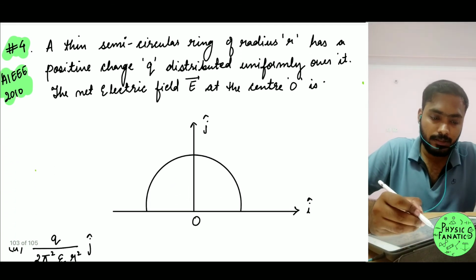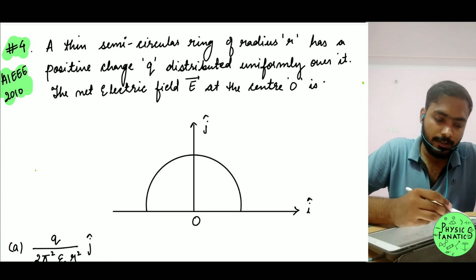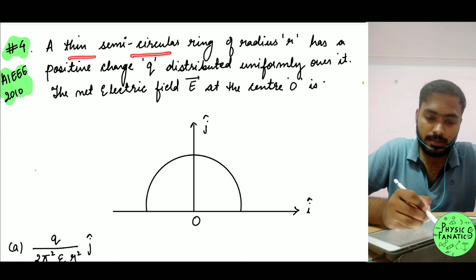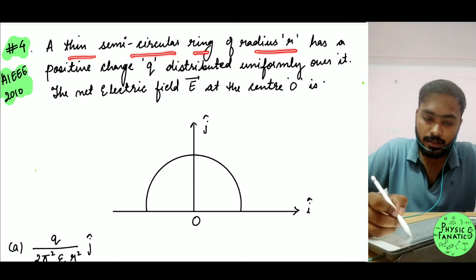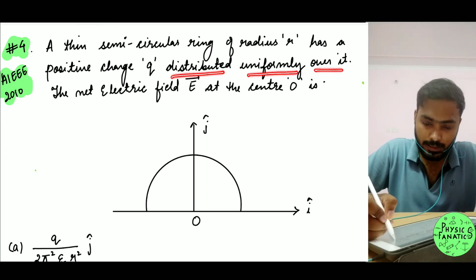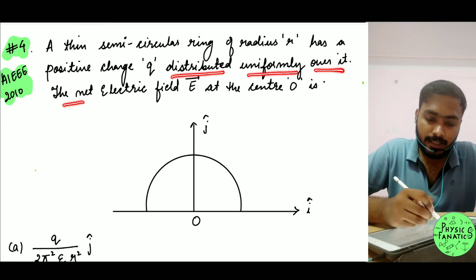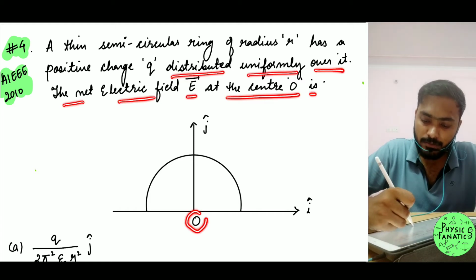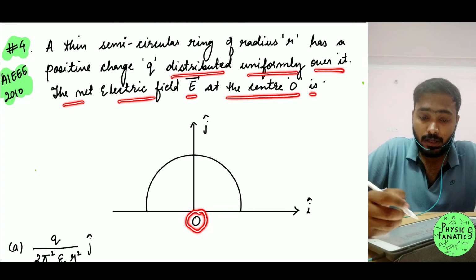Okay, great. This question is AIEEE 2010. Okay, let's try to do this one. A thin semicircular ring of radius r has a positive charge q distributed uniformly over it. The net electric field E at the center O is. At the center O, I'm supposed to find the electric field.